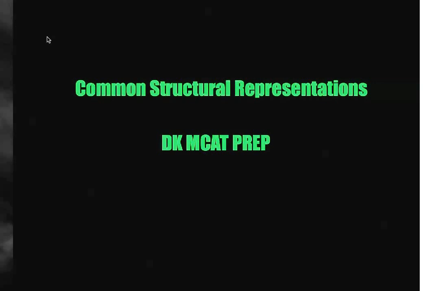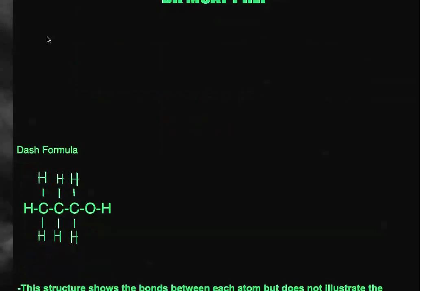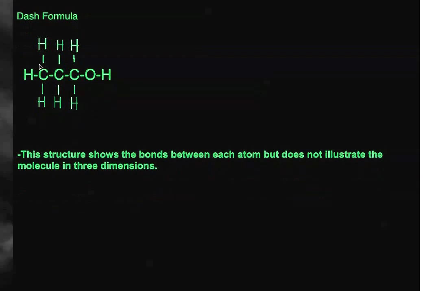The video that I'll be doing for you today will give you an overview of some common structural representations that you're likely to see on the organic chemistry portion of your MCAT. Just to keep things simple, I'll be representing the same molecule with all the structures that I'm doing today. The formula for this molecule is going to be C3H8O, or 1-propanol, but we'll get to the naming of that molecule in a later video.